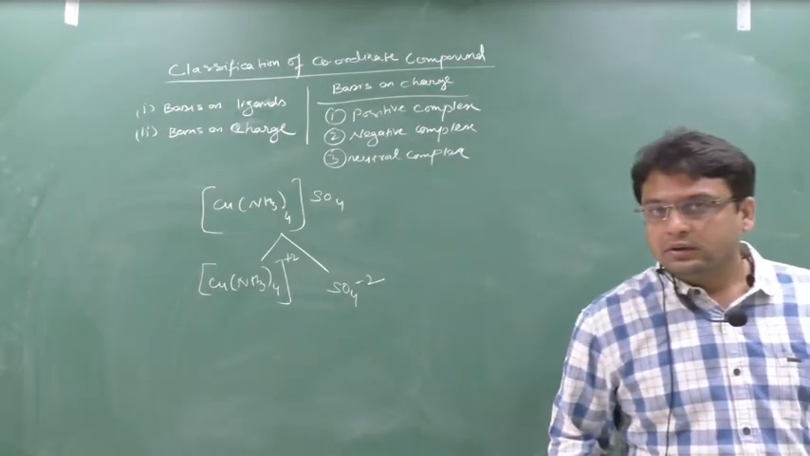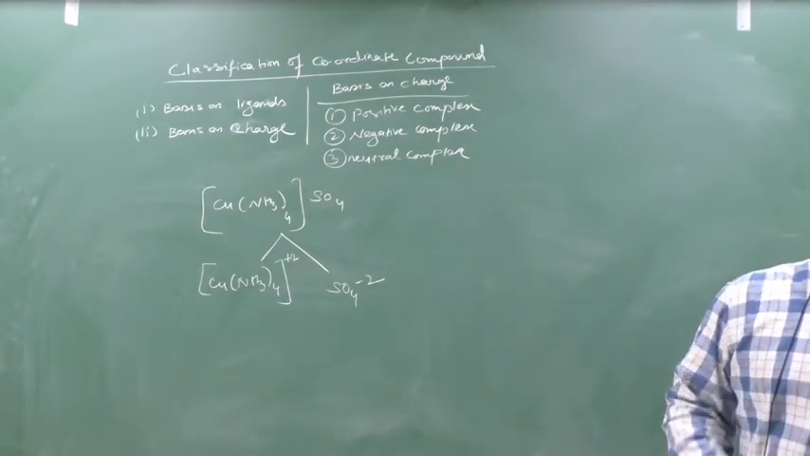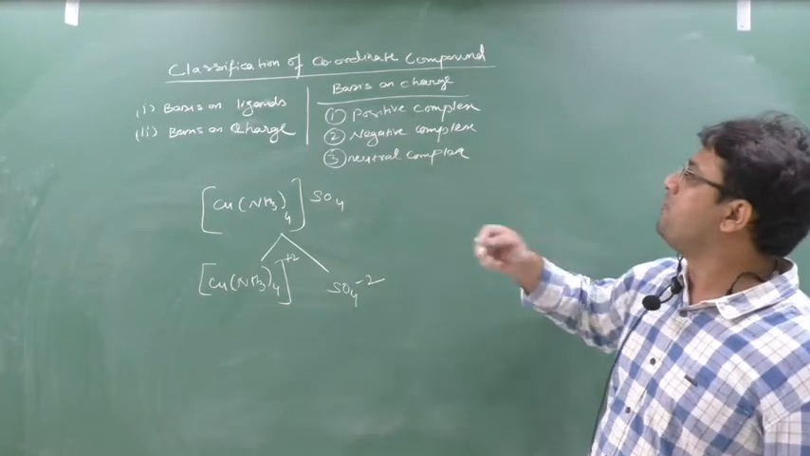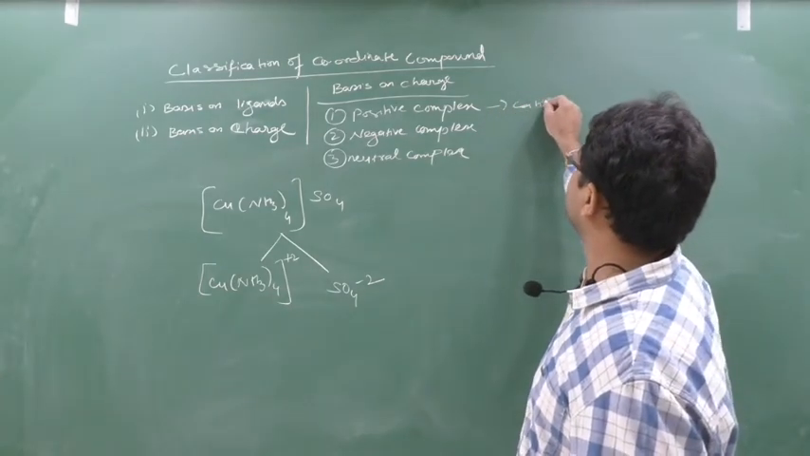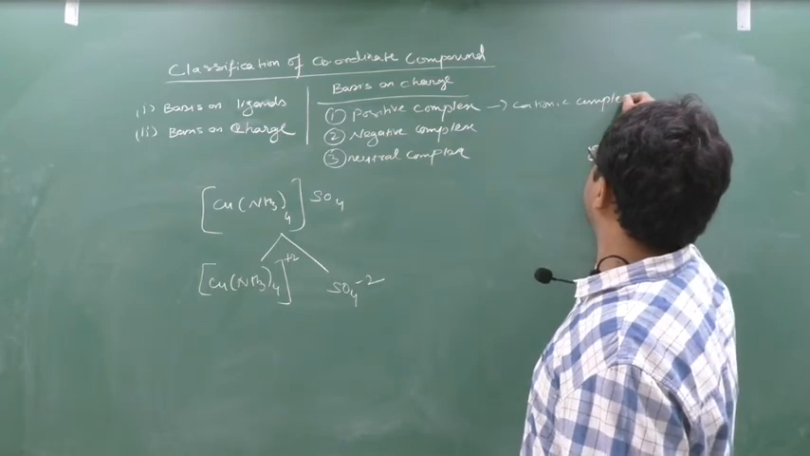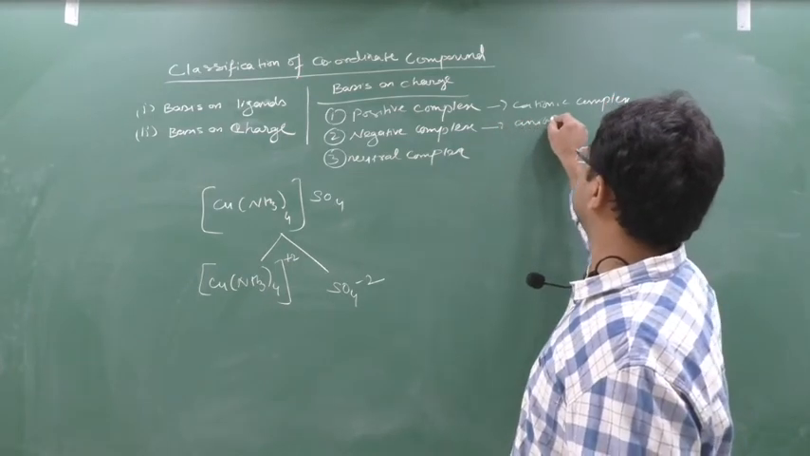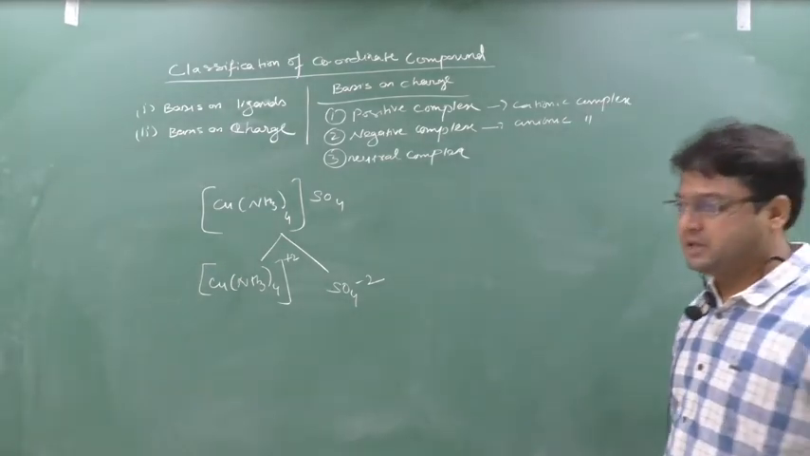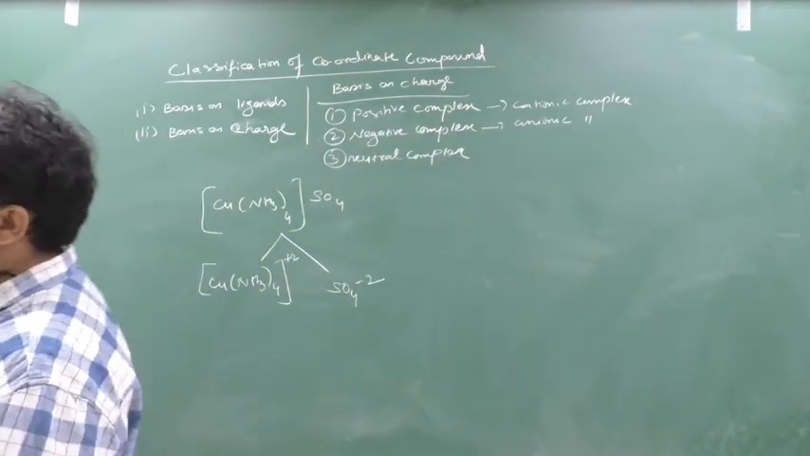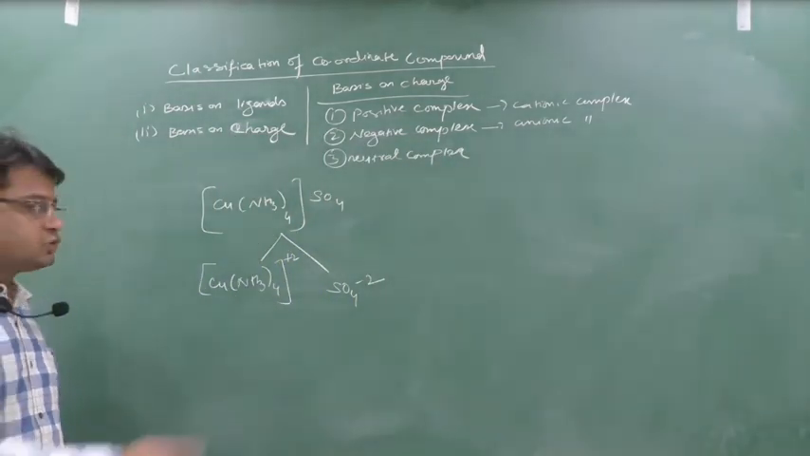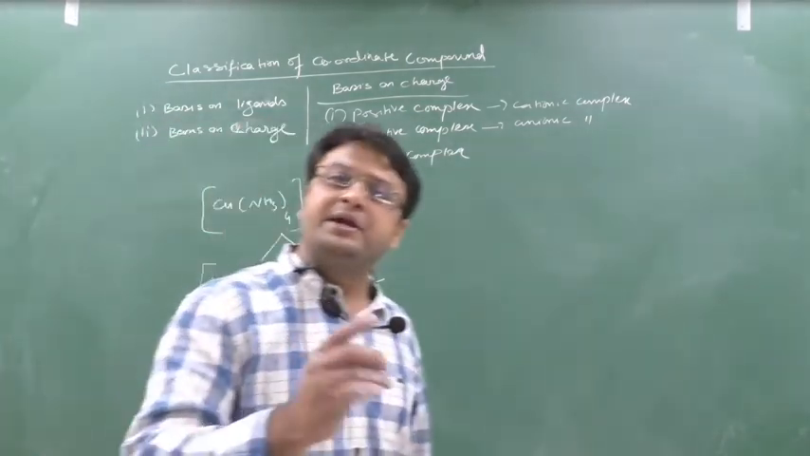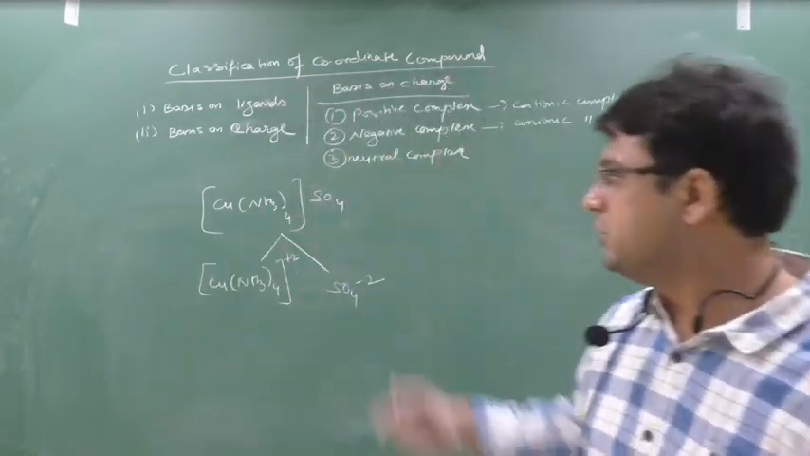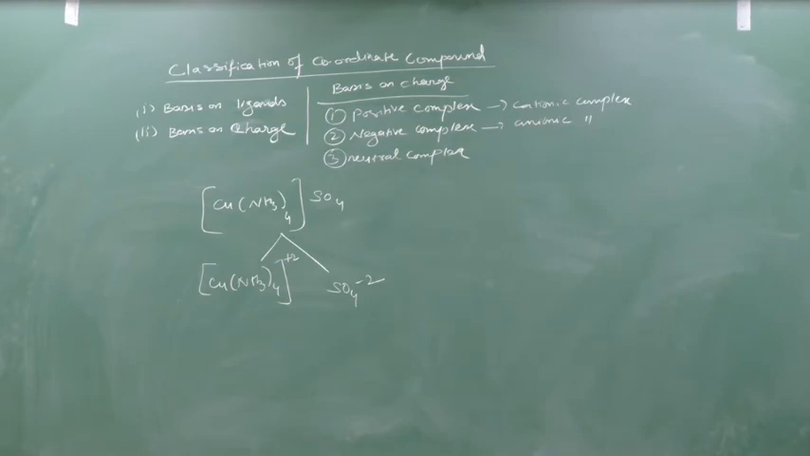Now on ionization, which part is the complex? Positively charged or negatively charged? You can see the positive cation is the complex. So I will say this is a cationic complex, or positive complex. This I will say anionic complex, and this is neutral complex. So if any complex compound on ionizing has a coordination sphere with positive charge, then it's a cationic complex. If the coordination sphere has negative charge, it's an anionic complex. Write down this.